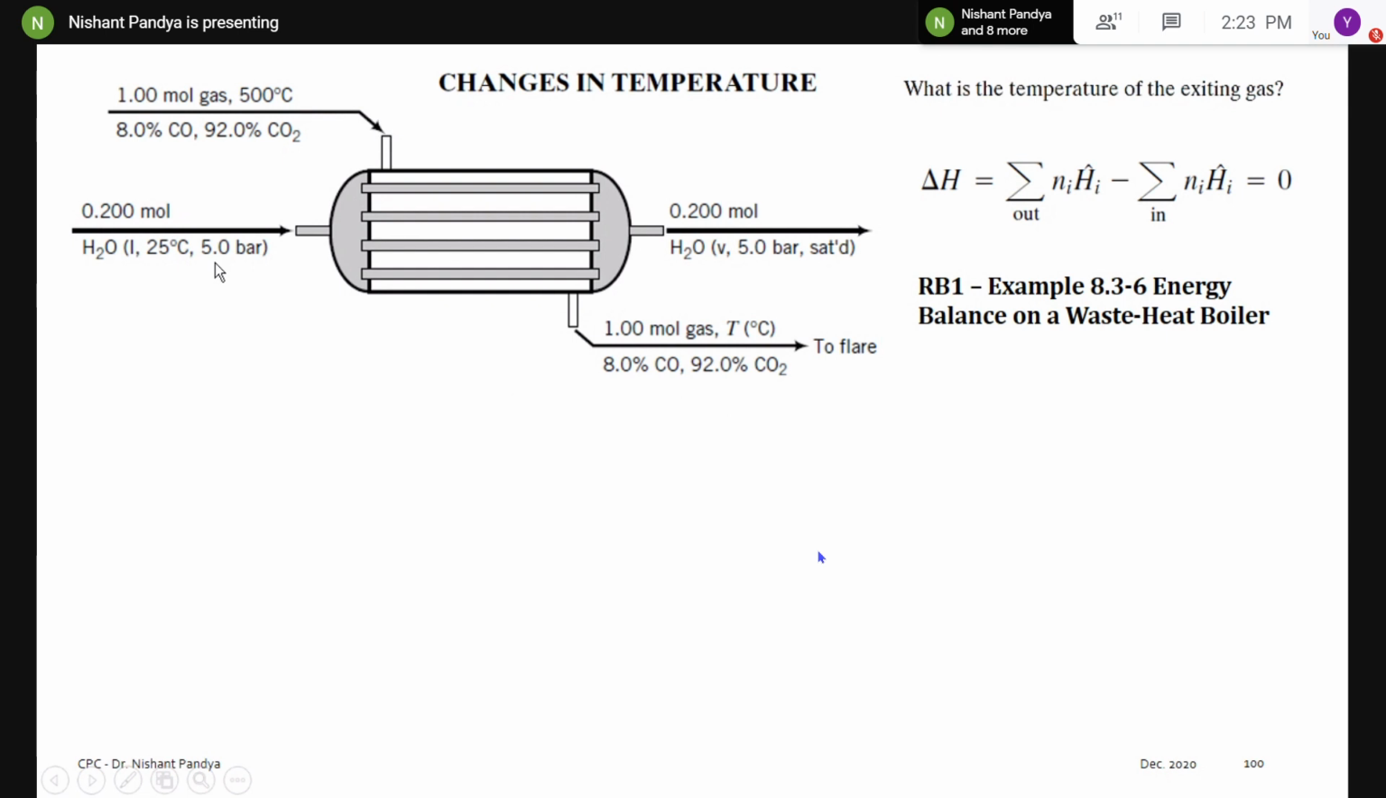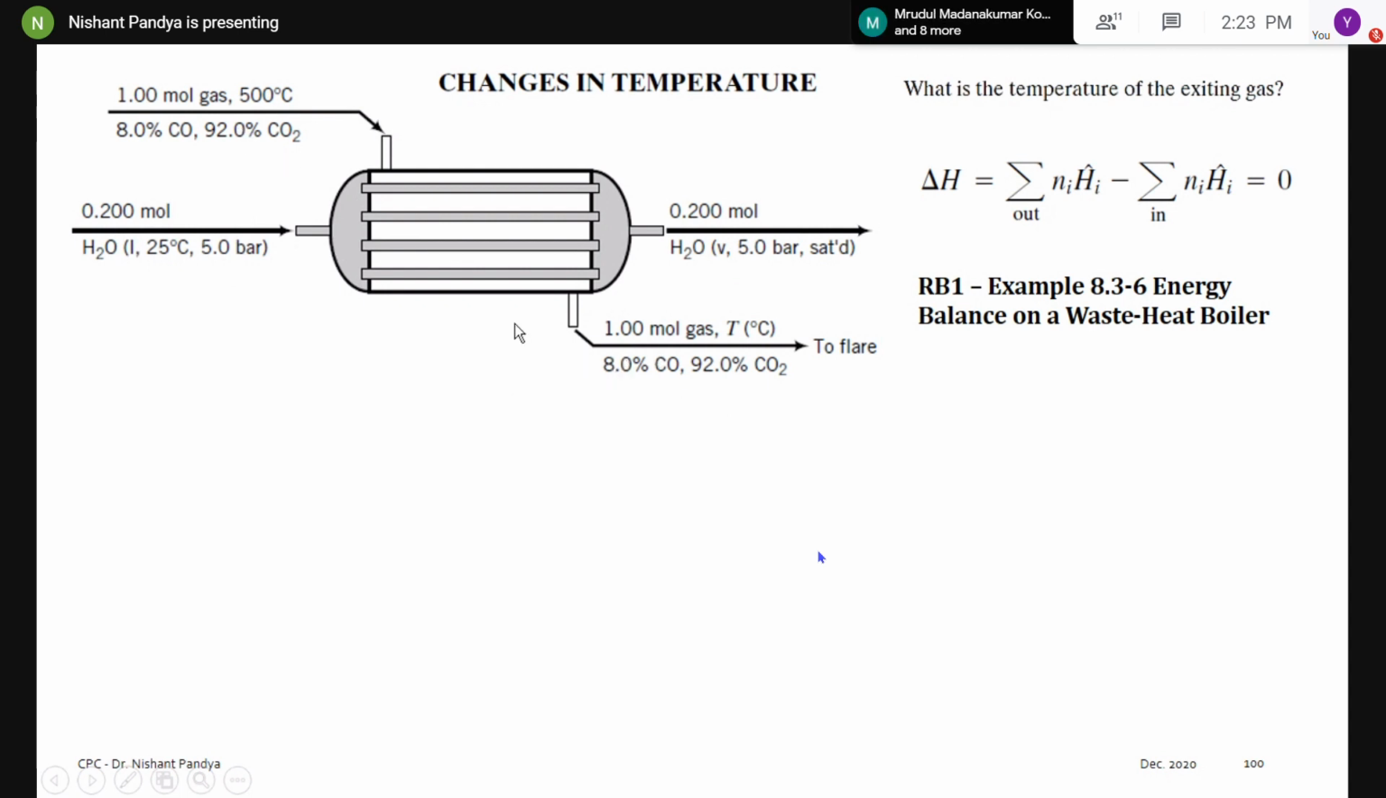This is your 0.2 mole of water at 25 degrees Celsius, liquid, and you get saturated steam at 5 bar, 0.2 mole. So you can find the enthalpy from the saturated steam table. This you can find out from the CP, or from the saturated steam table: at 25 degrees Celsius, liquid water, what is the enthalpy? You take the difference of these two to get the enthalpy change, and multiply by the 0.2 mole. So the enthalpy change on one side of the stream is available. That enthalpy change, delta H, is equal to the enthalpy change in the other stream, which we can write as a formula.